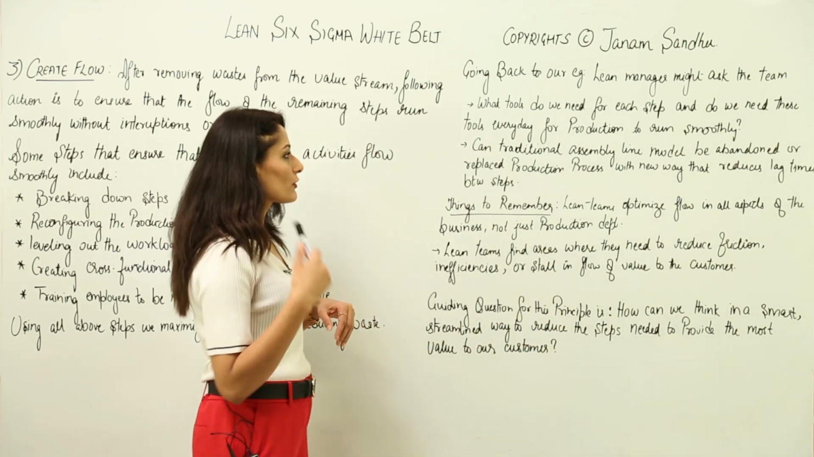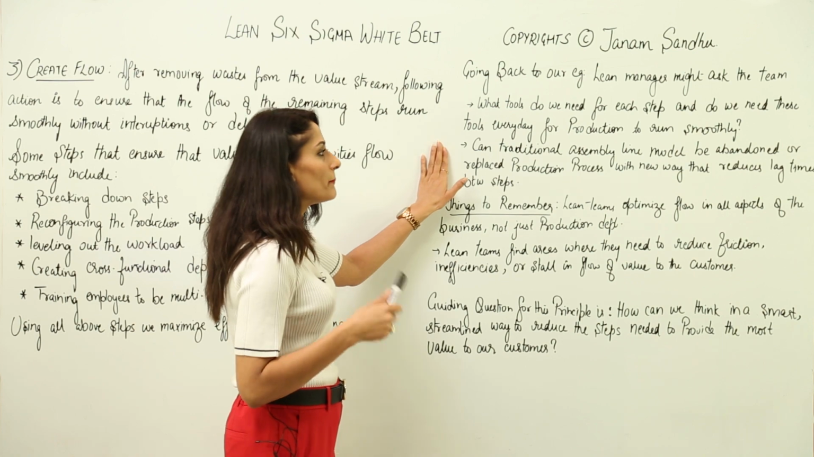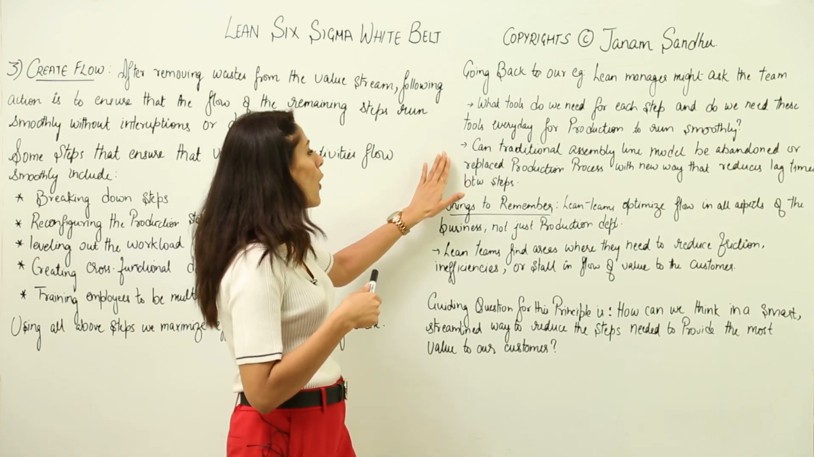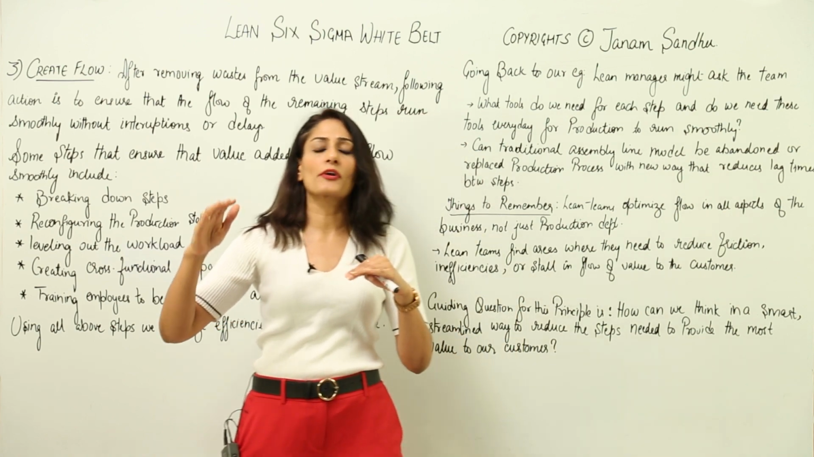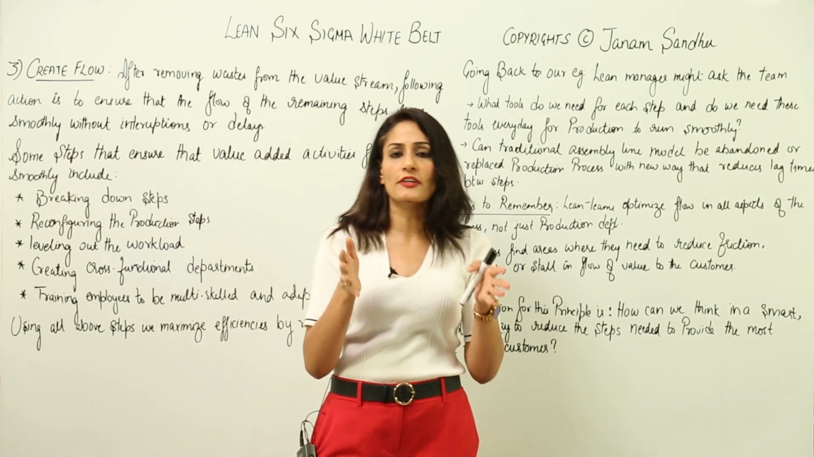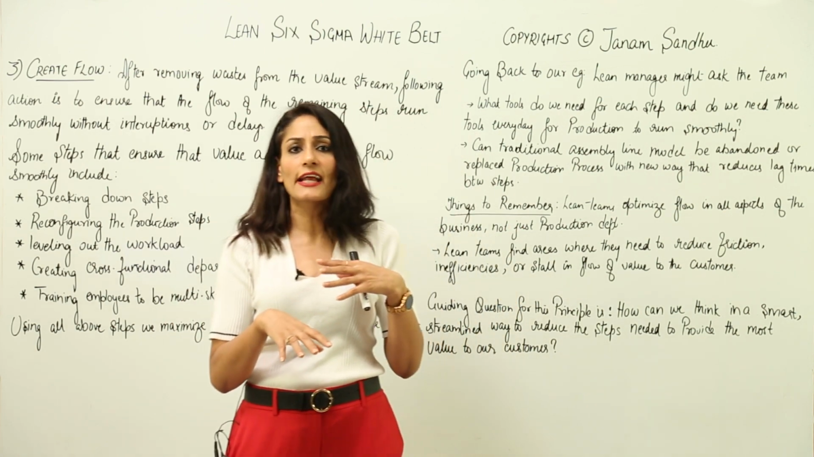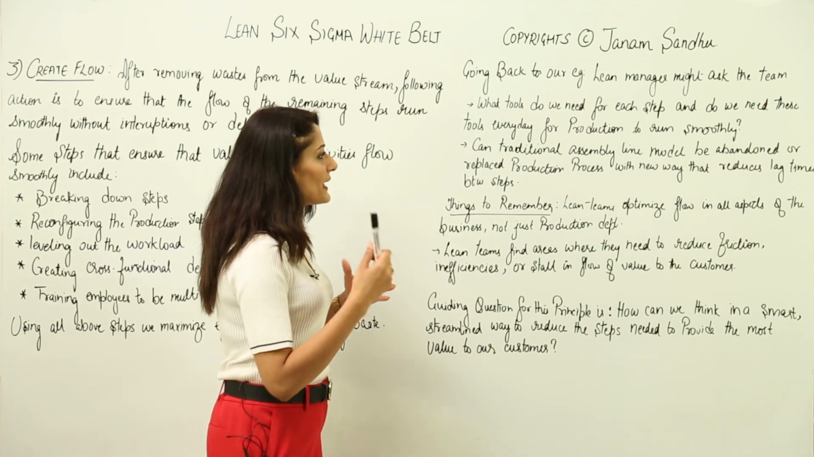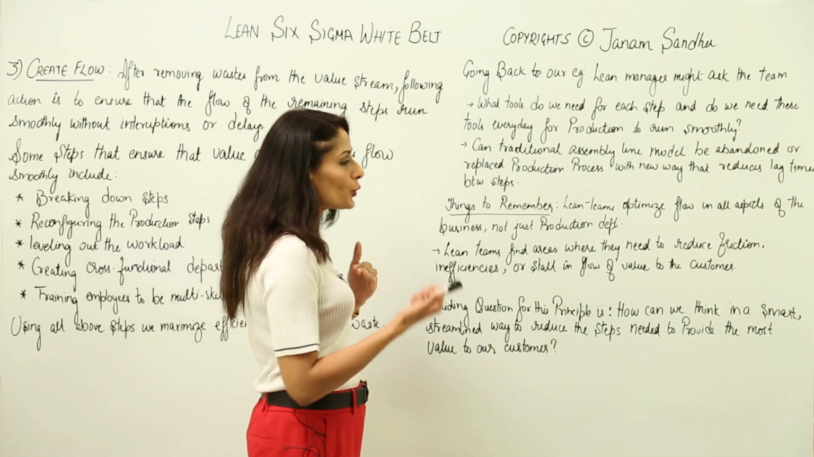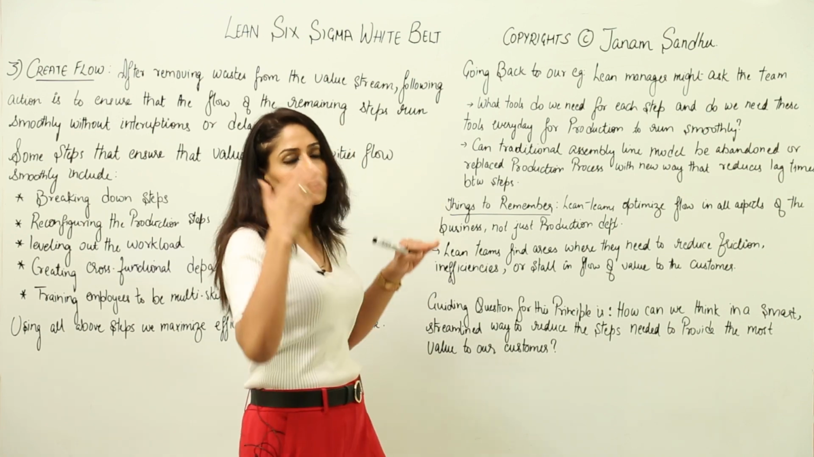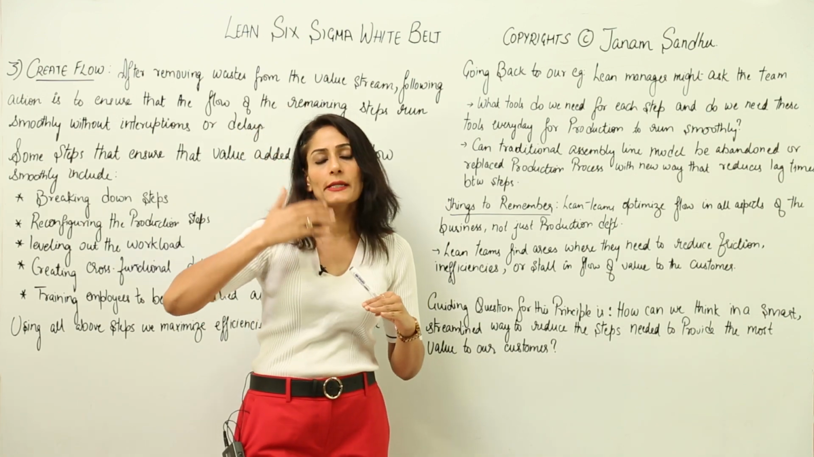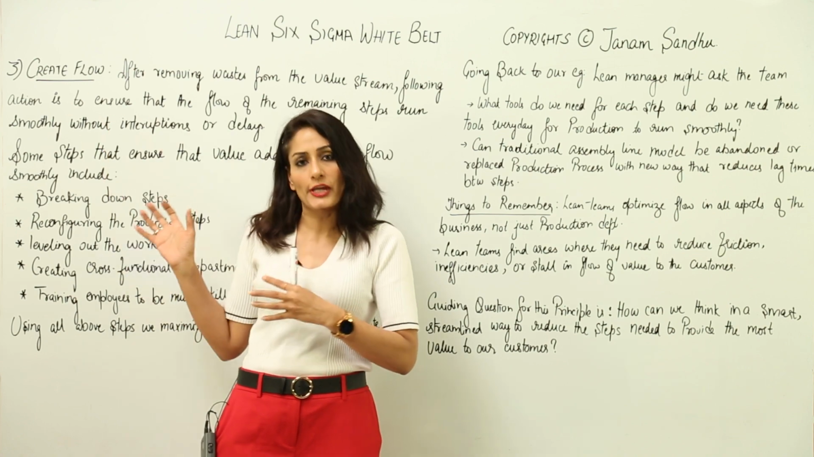And then he can also ask, can the traditional assembly line model be abandoned or replaced? What he asks is about the traditional assembly line model, like one person is cutting, one is fixing the glue and another one is fixing the nails. Can we replace it with a production process with a new way that reduces lag times between the steps? So, these are a few questions which your lean managers can ask when they want to create flow.